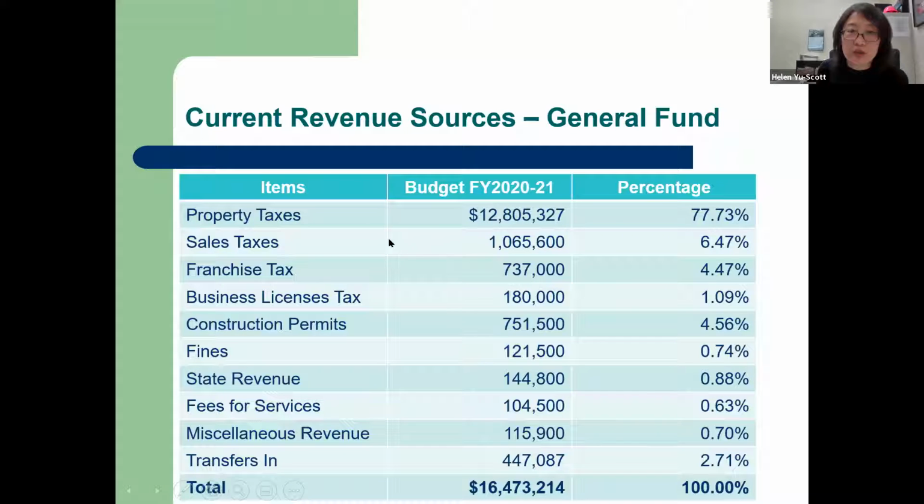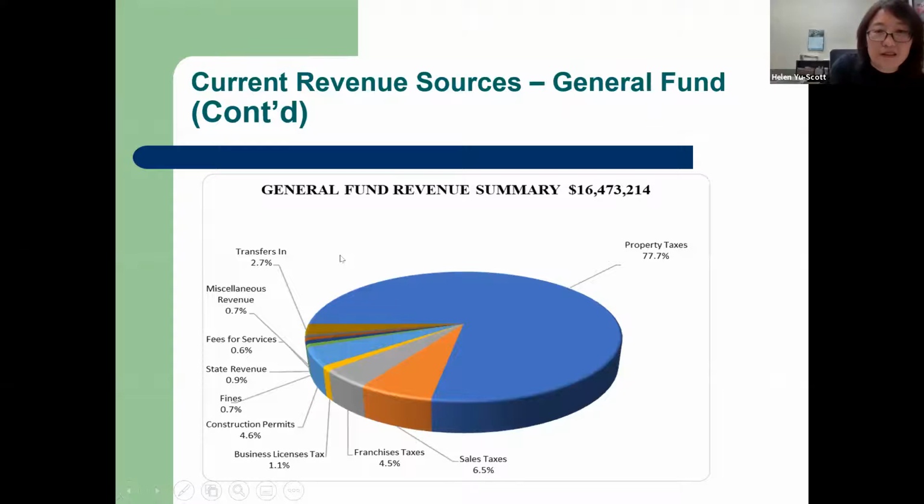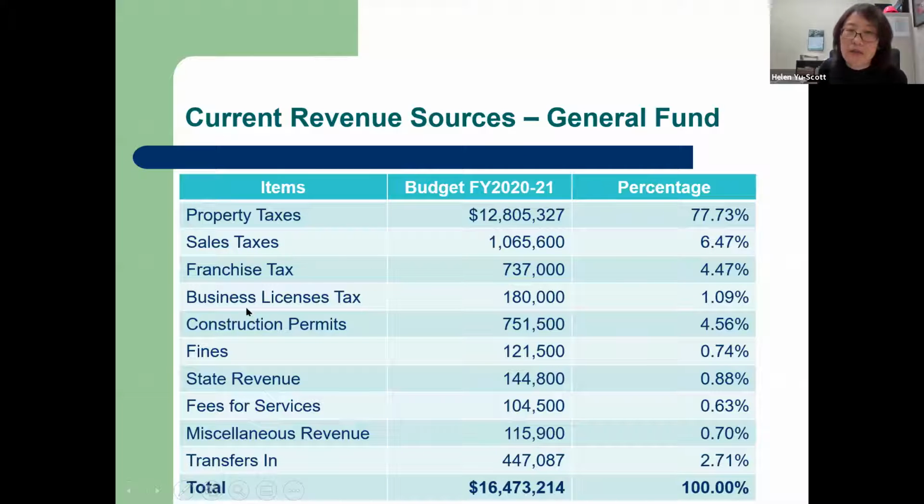For the town, the majority, 77%, is from property tax. The second largest revenue source is sales tax, about $1 million, which is 6%. The town also receives franchise tax, such as from Marin telecommunication regarding phone services, and also garbage collection franchise tax from Marin Sanitary Service. The town also has business license tax. In the past, our average collection was about $220,000 to $250,000, but last year because of COVID-19 we projected our business license tax to be low, about $180,000.